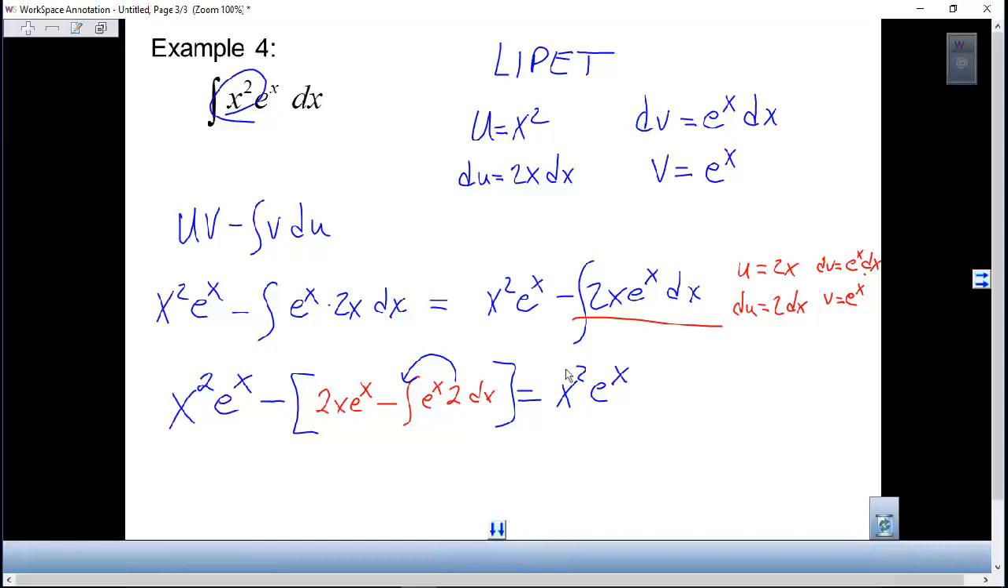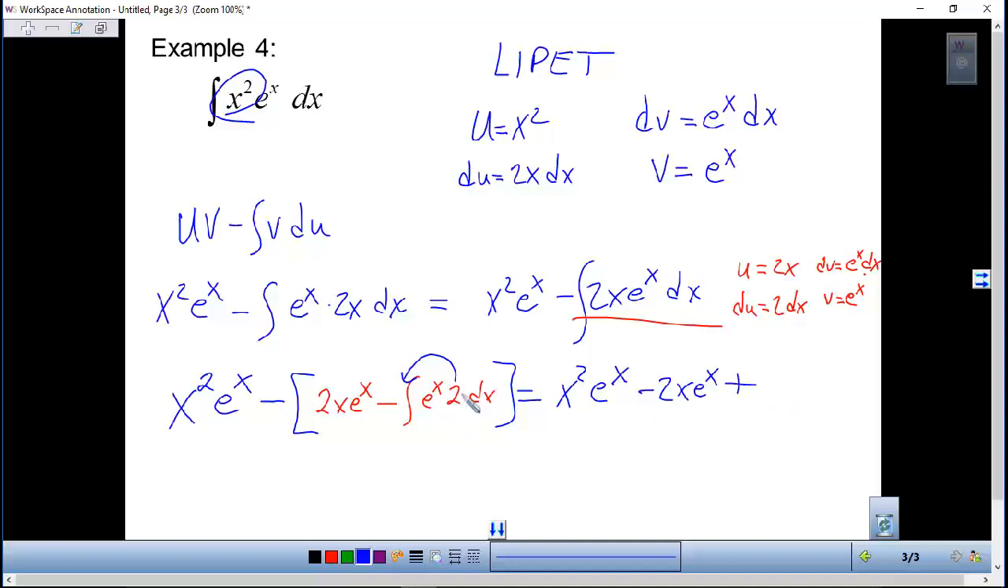All right, and then if I write this down again, I've got x squared e to the x. That comes from this part. And then distribute this minus all the way through. So minus 2x e to the x. And then minus times a minus gives us a plus.